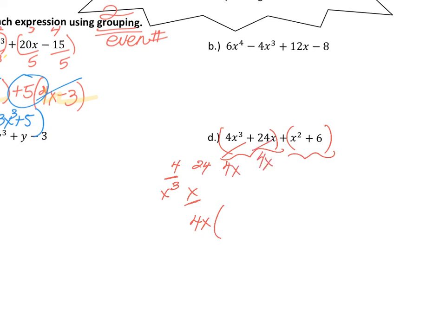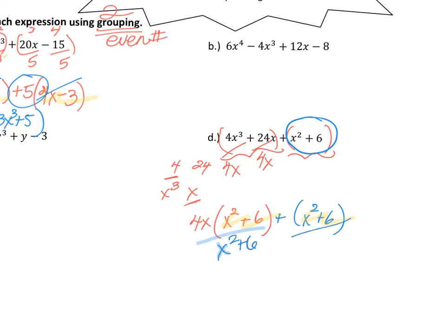4 divided by 4 is 1. X cubed divided by x is x squared. And then 24x divided by 4x is now just a plus 6. So now x squared plus 6 right here, there is no GCF. So we just write plus x squared plus 6, which is okay because we have x squared plus 6 and x squared plus 6. That's great. So we divide both by x squared plus 6. And then you're left with x squared plus 6 out front because these are gone.